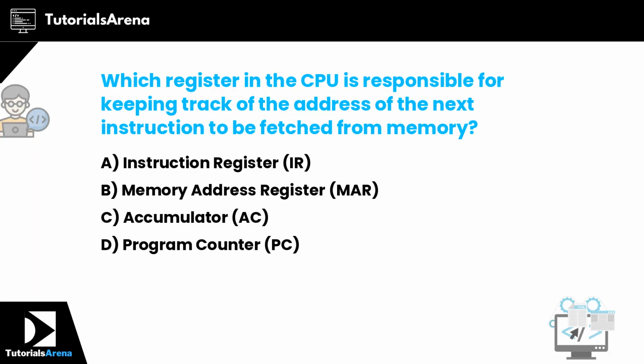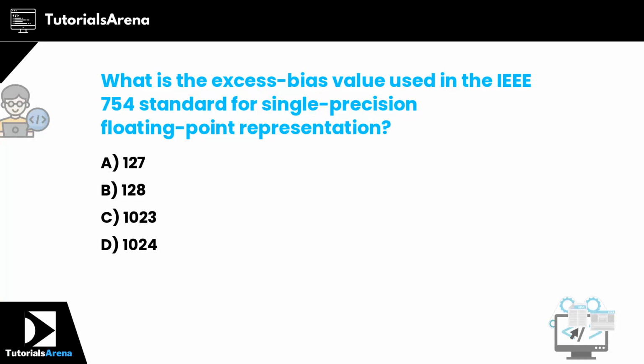Which register in the CPU is responsible for keeping track of the address of the next instruction to be fetched from memory? The correct answer is option D, program counter, PC. What is the excess bias value used in the IEEE 754 standard for single precision floating point representation? The correct answer is option A, 127.